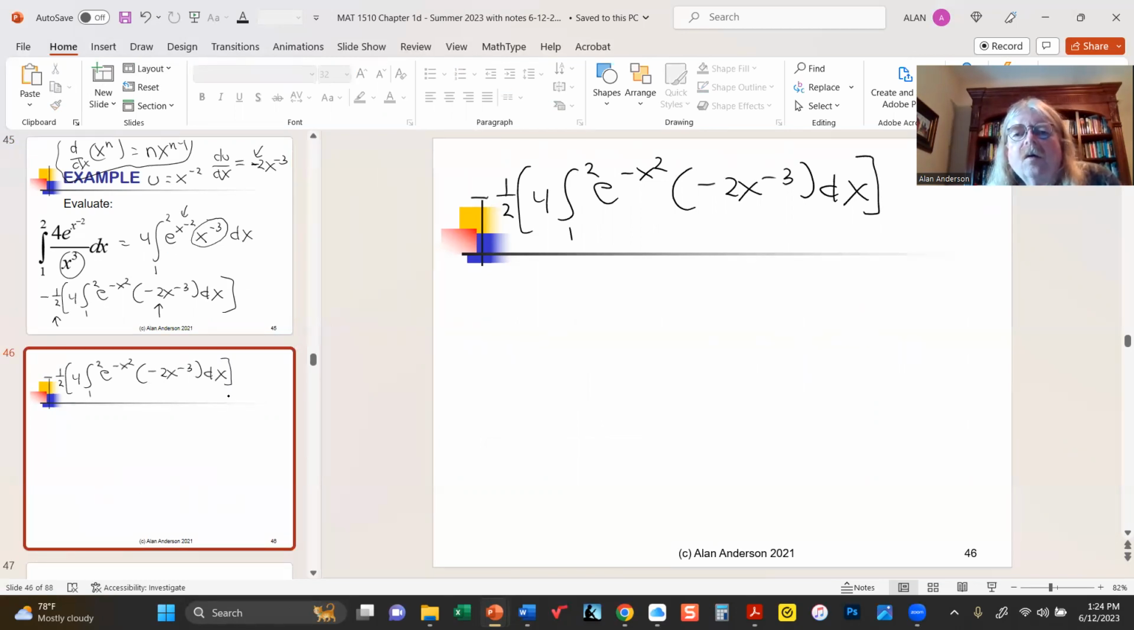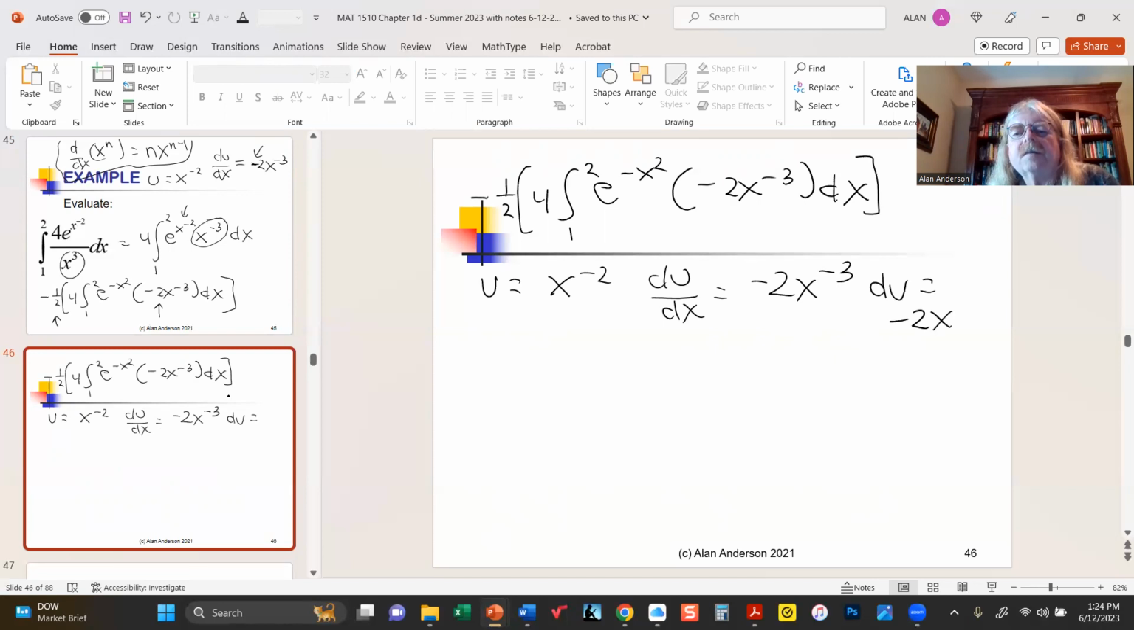So what I'm noticing here is that if u, as we've already seen, is x to the minus 2 power, which means that du dx is minus 2x to the minus 3, or du is minus 2x cubed dx. That's what we have here. Over here, we have e to the u. So when we multiply the negative 1/2 by 4, we have negative 2 e to the u du.